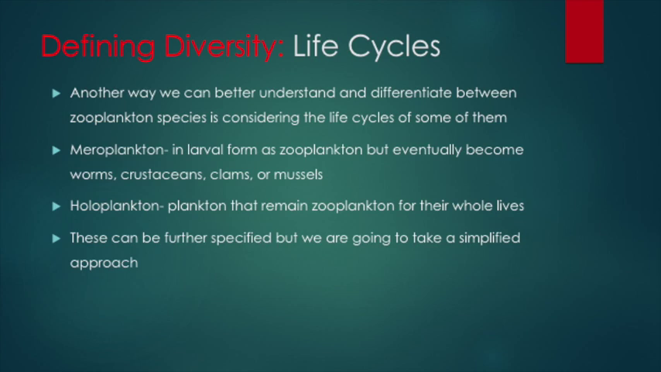So they're in their larval form as zooplankton, such as different worms, crustaceans, and clams. They all have a larval form as a zooplankton. The other main type are holoplankton, which remain zooplankton for their whole lives. And obviously there are more complex life cycles for zooplankton, but we're going to keep it as simple as possible for this video.